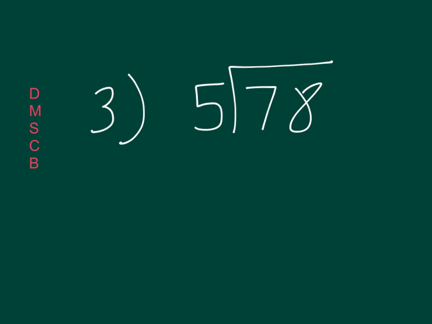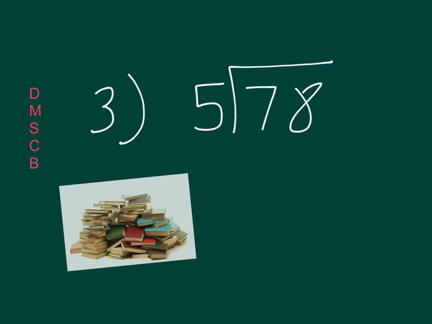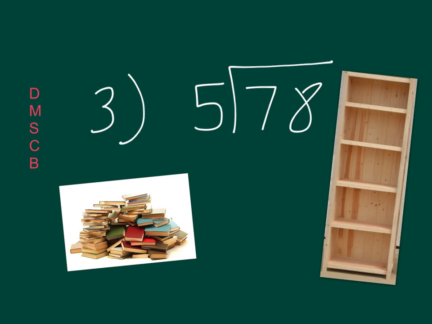Okay, our final problem was 78 divided by 5. So let's say I had 78 books in my library or in my room, and I needed to organize them onto my bookshelf that has 5 shelves like this one. So how am I going to get these 78 books put onto these 5 shelves as equally as possible to make it visually aesthetic? So let's check out the problem and go from there.